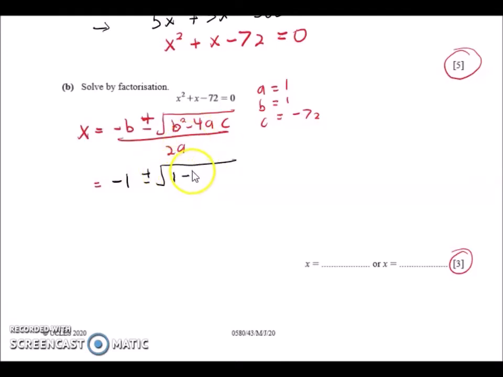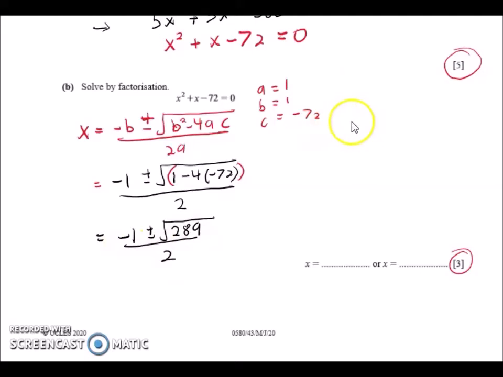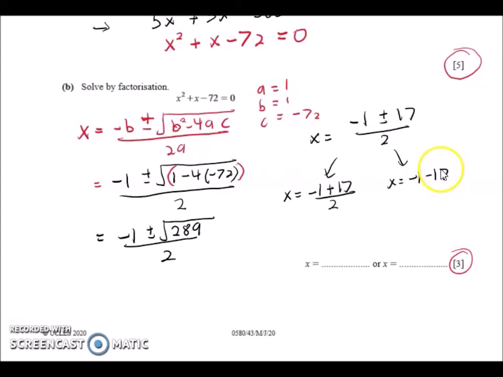1 square, you got a 1, 4, you got there, a is 1, and c is negative 72, and divided by 2. Okay, we solve the inside of the square root. Okay, inside here we solve it. So we will be getting there negative 1 plus minus, so you got there 289 over 2. We continue over here. x is equals to negative 1 plus minus, you got there 17 over 2. So here will be plus 17 over 2, and here will be x is minus 1 minus 17 over 2.